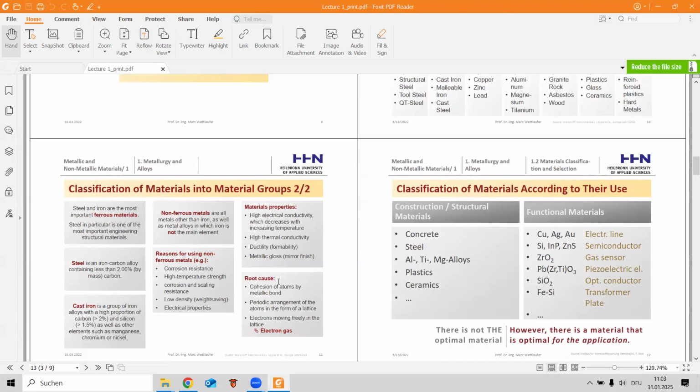So the root cause is cohesion of atoms by metallic bonds, periodic arrangement of atoms in the form of a lattice, electrons moving freely in the lattice, the so-called electron gas.